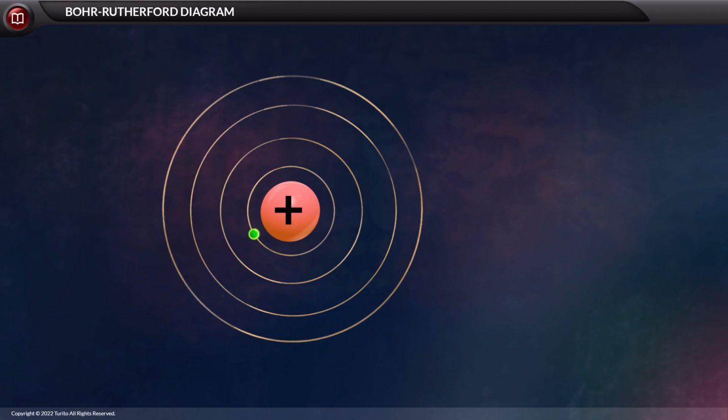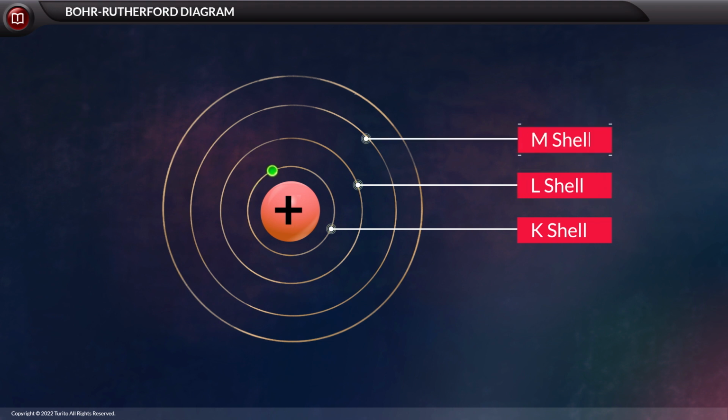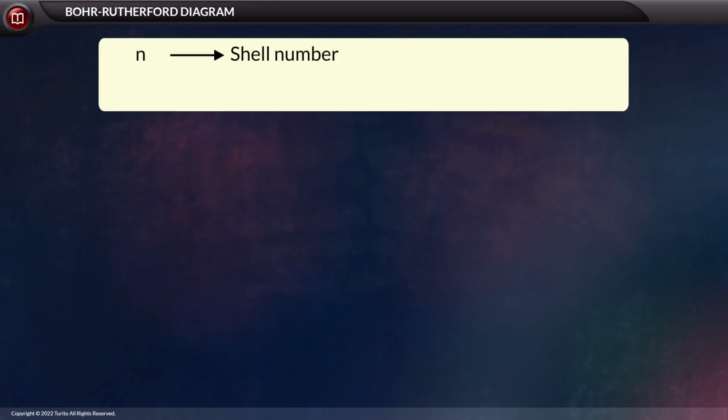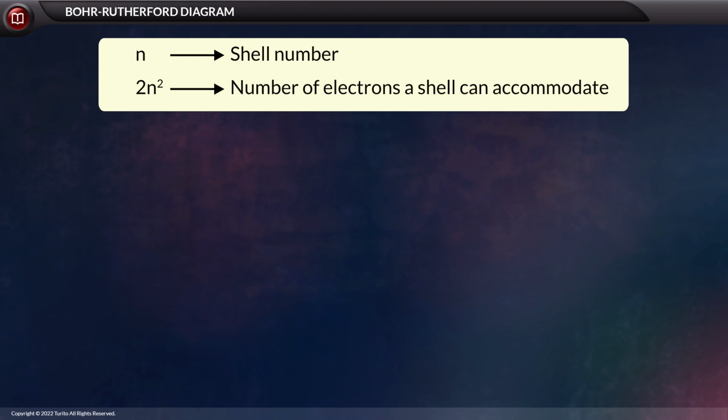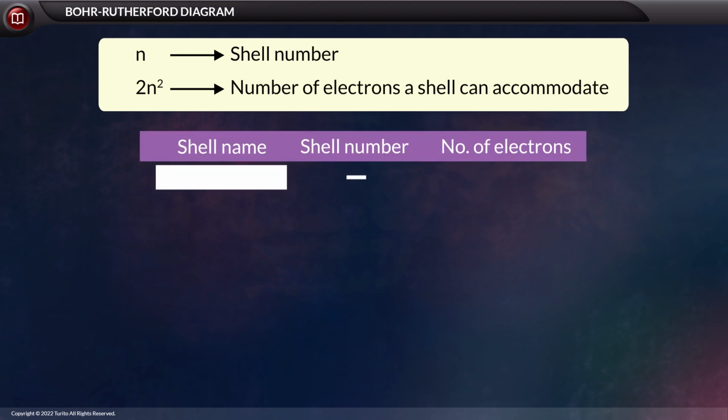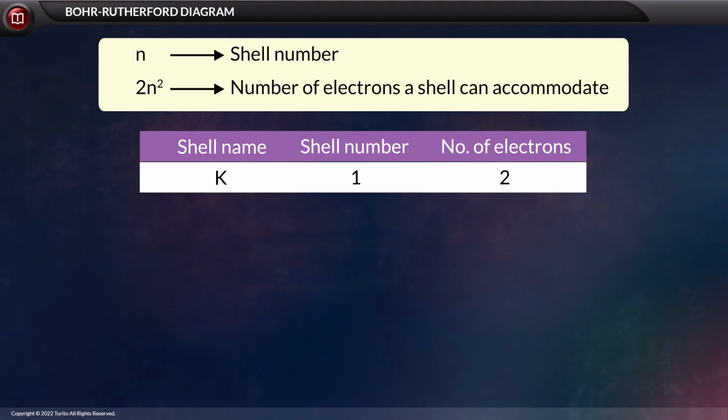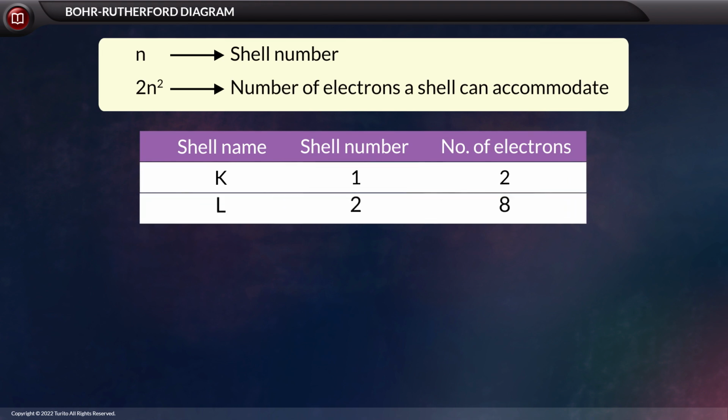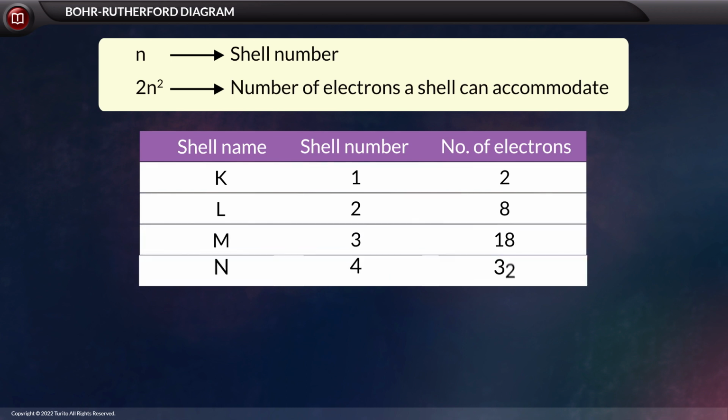As we move away from the nucleus, the first energy shell is called the K shell, followed by the L shell, M shell, N shell, and so on. If a letter n denotes the shell number, then the number of electrons a shell can accommodate is 2n². Thus, the K shell can accommodate a maximum of 2 electrons, L can accommodate 8, M can accommodate 18, and N can have a maximum of 32 electrons.